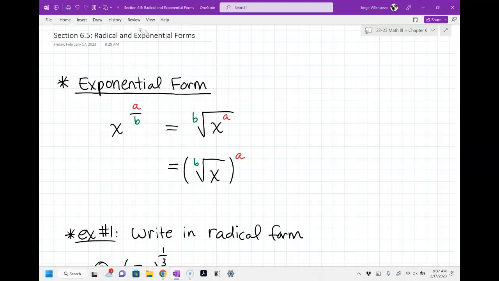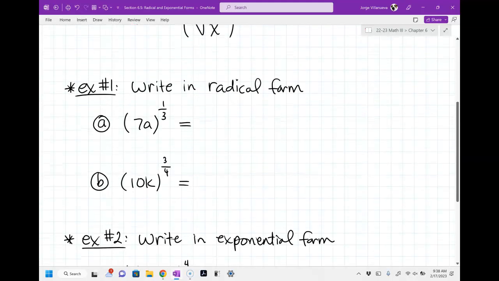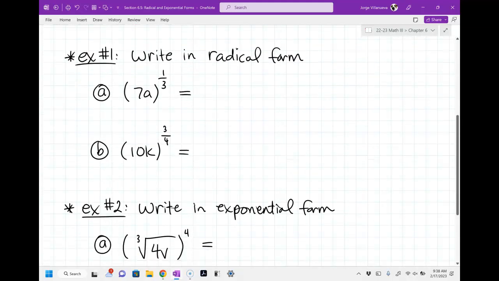So the outside power is the numerator in the fraction. The index is the denominator in the fraction, okay? And then your base becomes your radicand, the term inside of the radical. All right, and that's basically all you're going to do. You're not going to have to simplify anything. You're just going to rewrite it. So, here you go. Notice there's really no space in between the problems because it takes you one step. Okay, just one step.